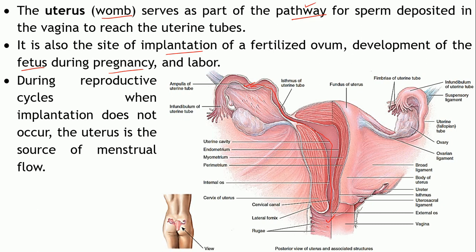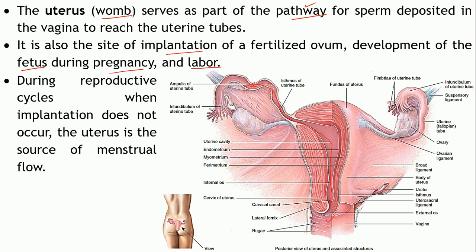Also, childbirth takes place through the process of labor. Labor is the process wherein the contractions of the walls of the uterus help in the childbirth.